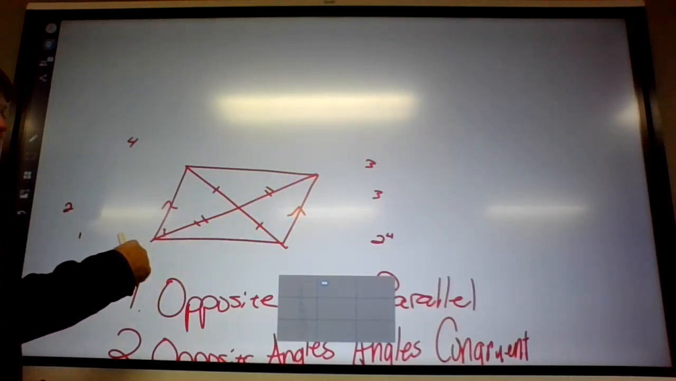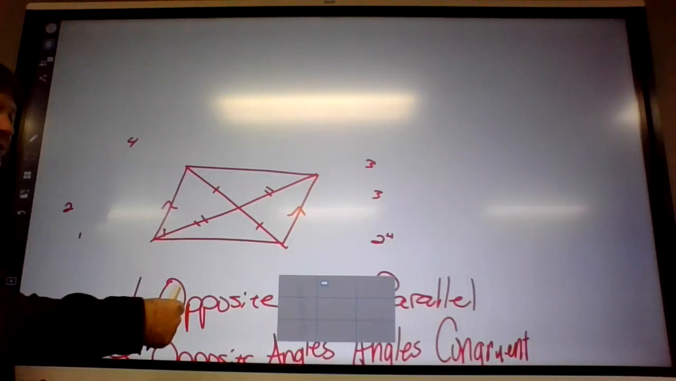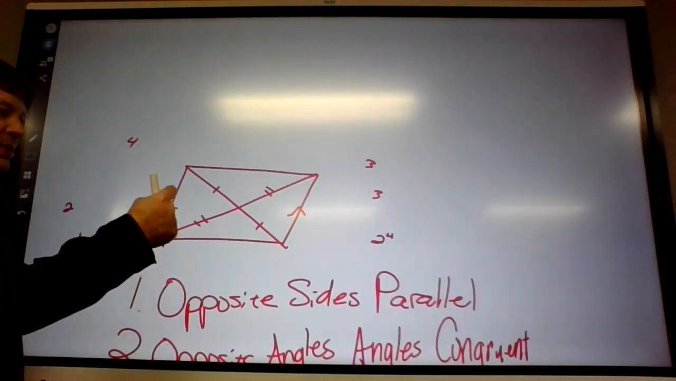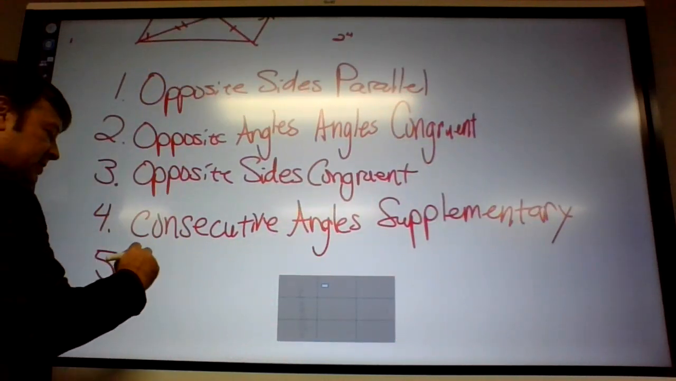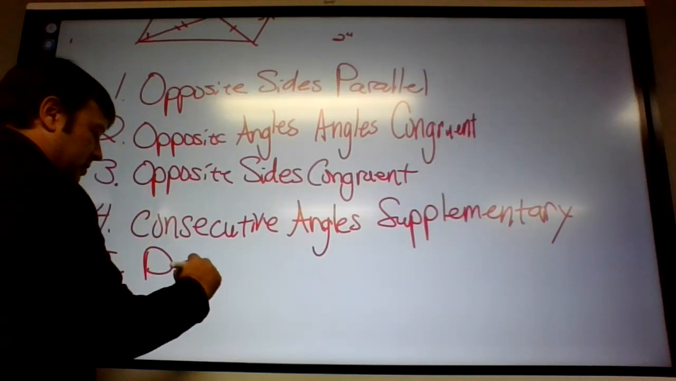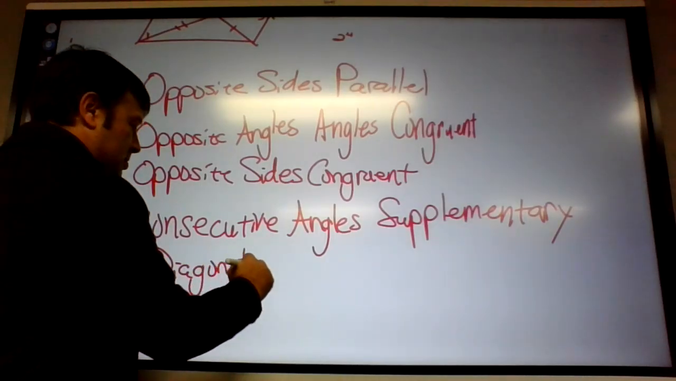So what they say is diagonals bisect each other, which means they cut each other into two equal pieces. So diagonals bisect each other. That's kind of cool. I'm not gonna lie. It's amazing.